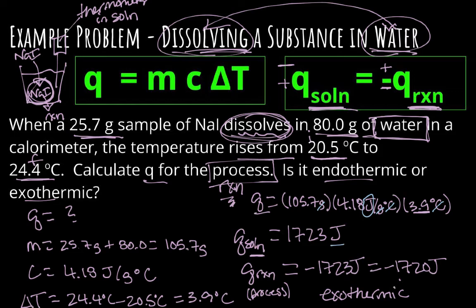So if the question is asking for Q of the reaction or the process, which it almost always will, we're going to flip the sign from whatever Q was. So if Q is positive, we're going to make Q of the reaction negative. If Q of the solution was negative, we're going to make Q of the reaction positive. And then that tells us whether our overall reaction was exothermic or endothermic. So in this case, again, it's exothermic because Q is negative. That process or that reaction released energy.